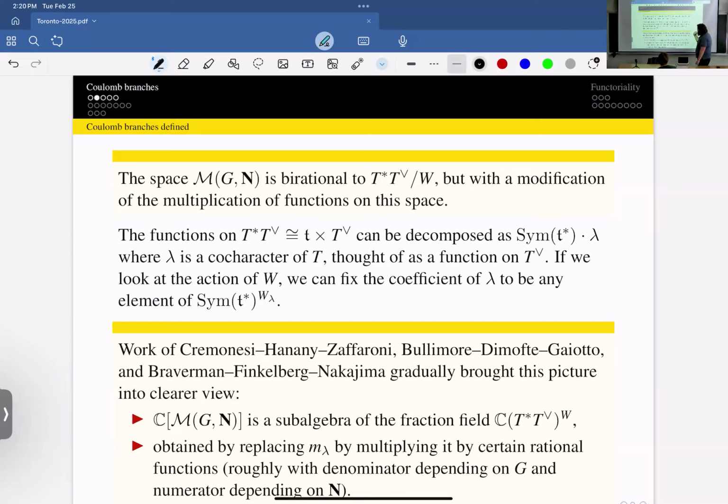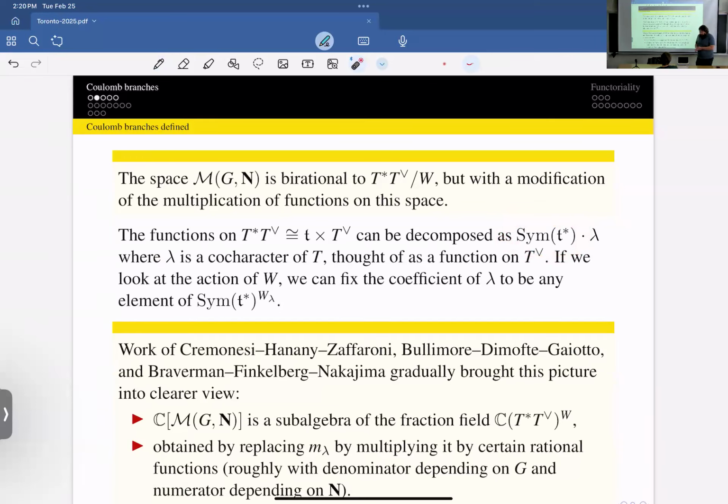So a helpful way to think about this is if I look at this T star of the Langlands dual, well, what do functions on that look like? Well, I have the functions on the cotangent fiber. So that's the symmetric algebra in the dual of the Lie algebra. I always forget I can be writing on my iPad, which was the whole point of bringing it.